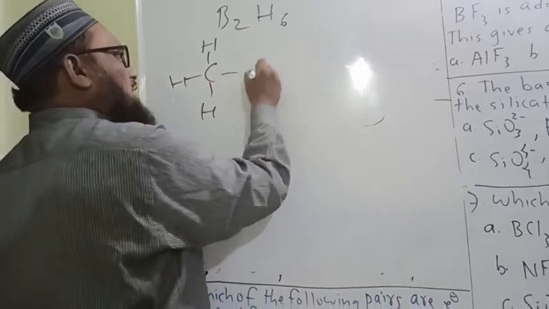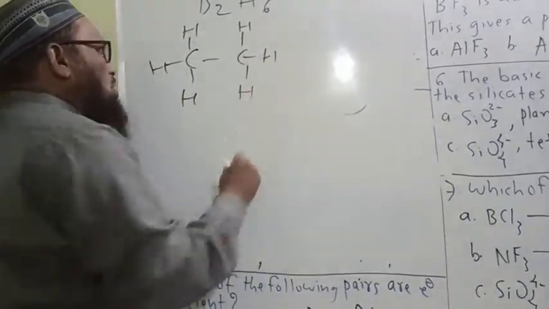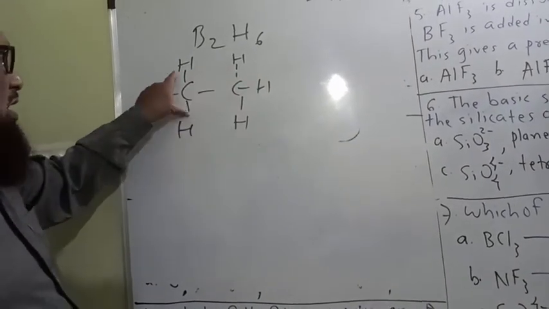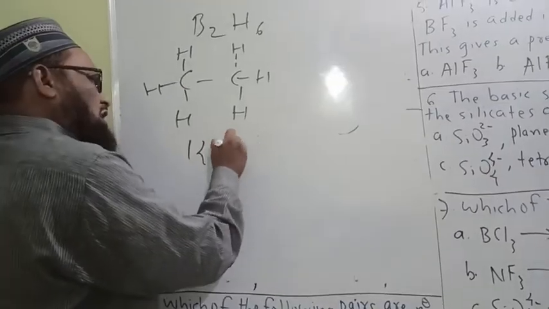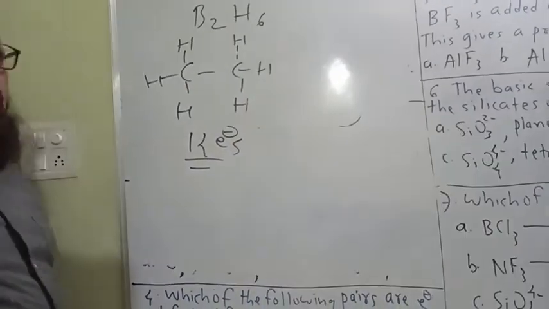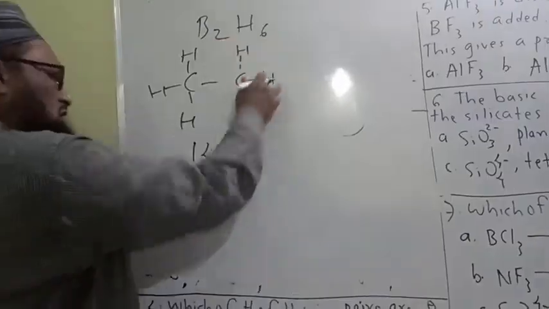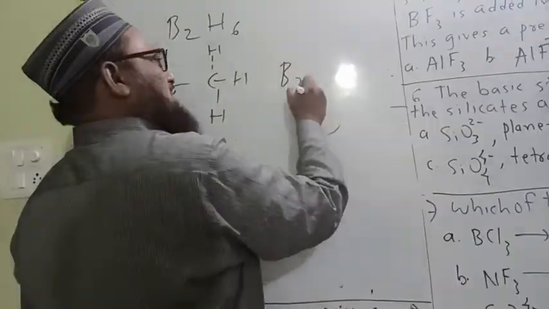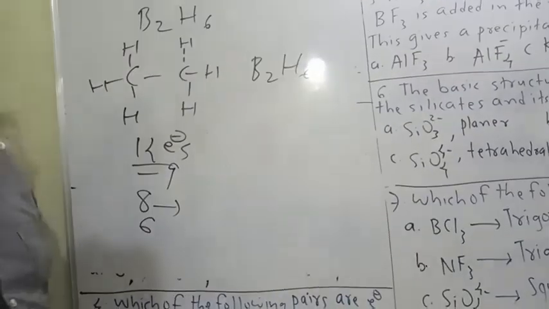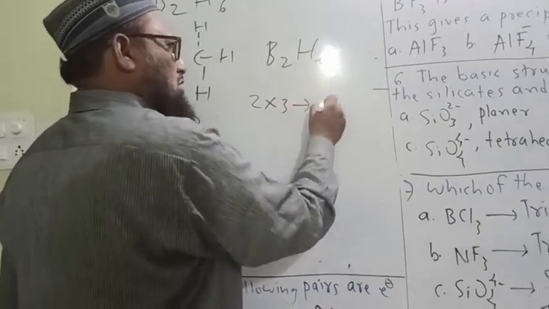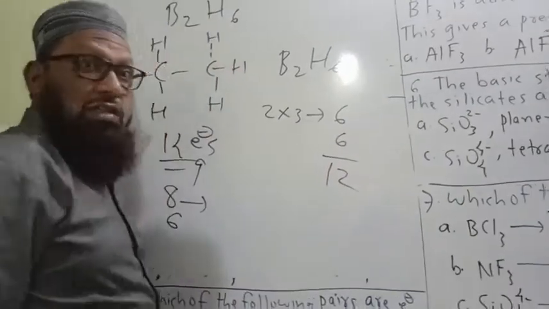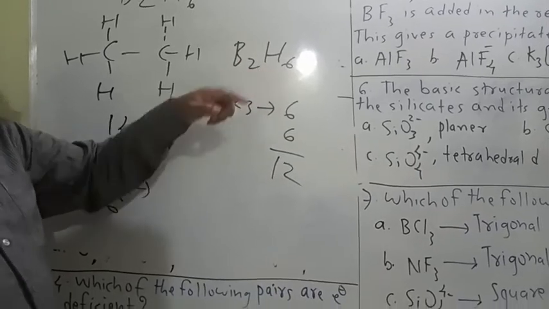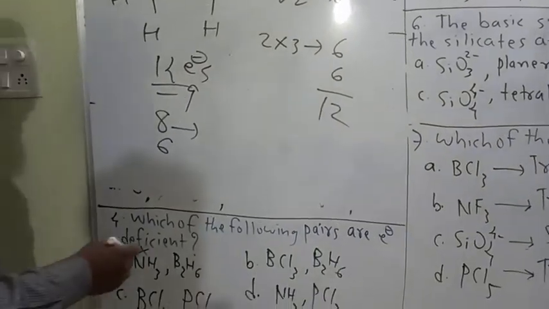Now look here, C2H6. Here, how many total bonds? 1, 2, 3, 4, 5, 6, and this is 7. So 14 electrons are required. One carbon has 4 valence electrons, two carbons 8, six hydrogens 6 electrons. We have here 14 electrons. In B2H6, boron has atomic number 5, valence electrons 3, so 2 into 3 is 6, hydrogen 6, total 12. There are 2 electrons short to complete the octet. That's why B2H6 is electron deficient.